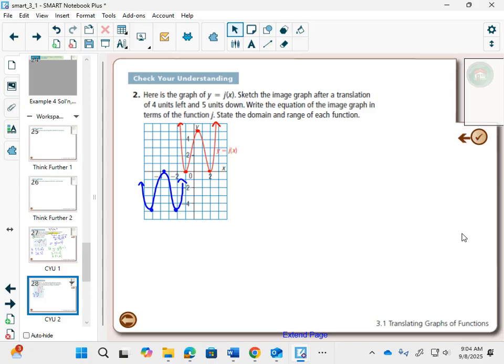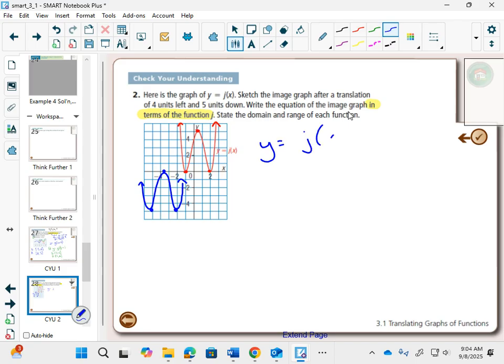So, I'll reread the question now. Sketch the image of the graph after a translation. We did that. Write the equation, and this time it says in terms of the function j. So again, that "in terms of" is telling us that on the right-hand side of our equation, my equation for the blue one will be y equals, and I'll need j of x, function notation, on the right-hand side.